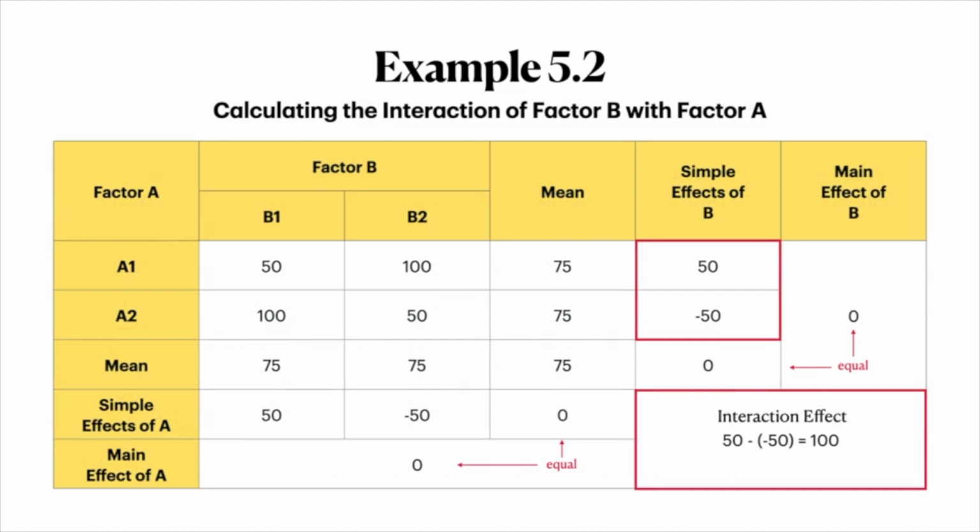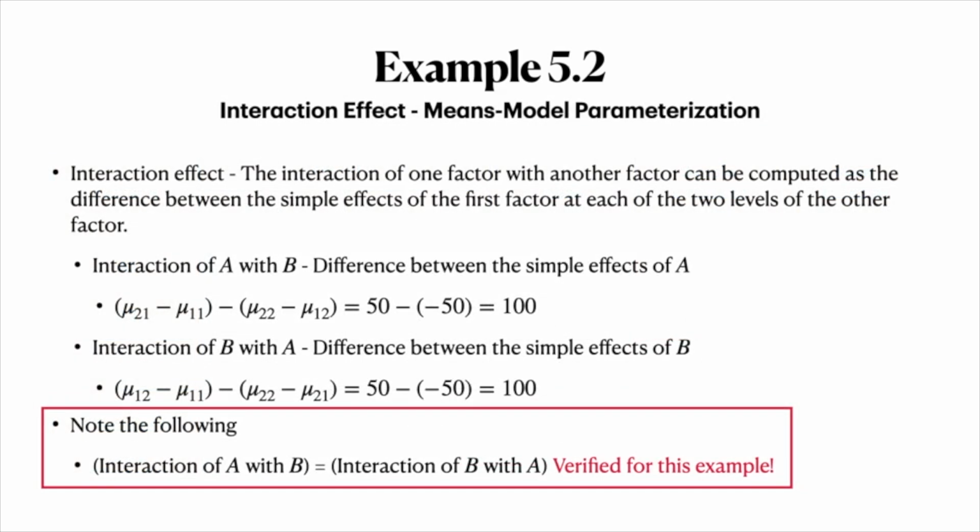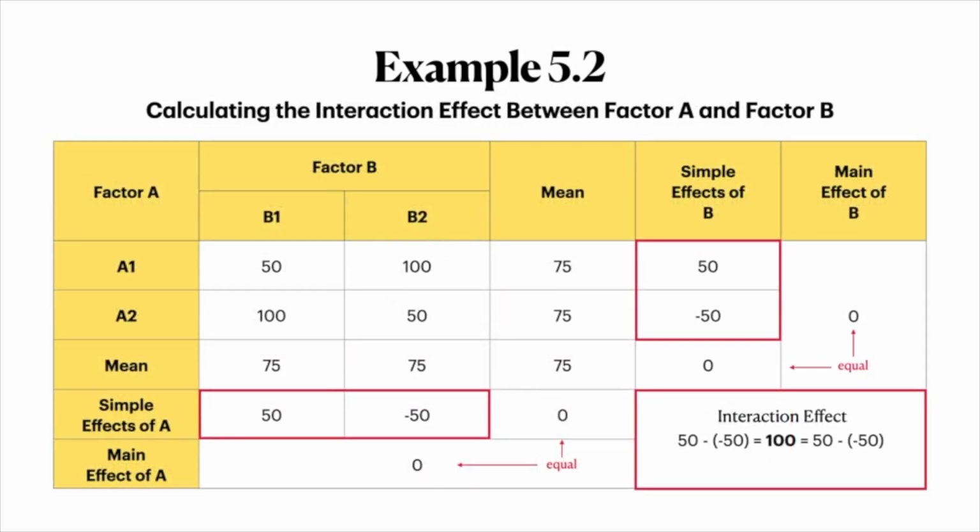Okay, and so this particular way of looking at the interaction of B with A is demonstrated on this slide in the context of our table. So the difference between the simple effects of B at A1 and A2, 50 minus a negative 50, gives us, again, a value of 100. And so again, we have verified numerically in this example that the two ways of looking at the interaction produce the same value, the value of 100.